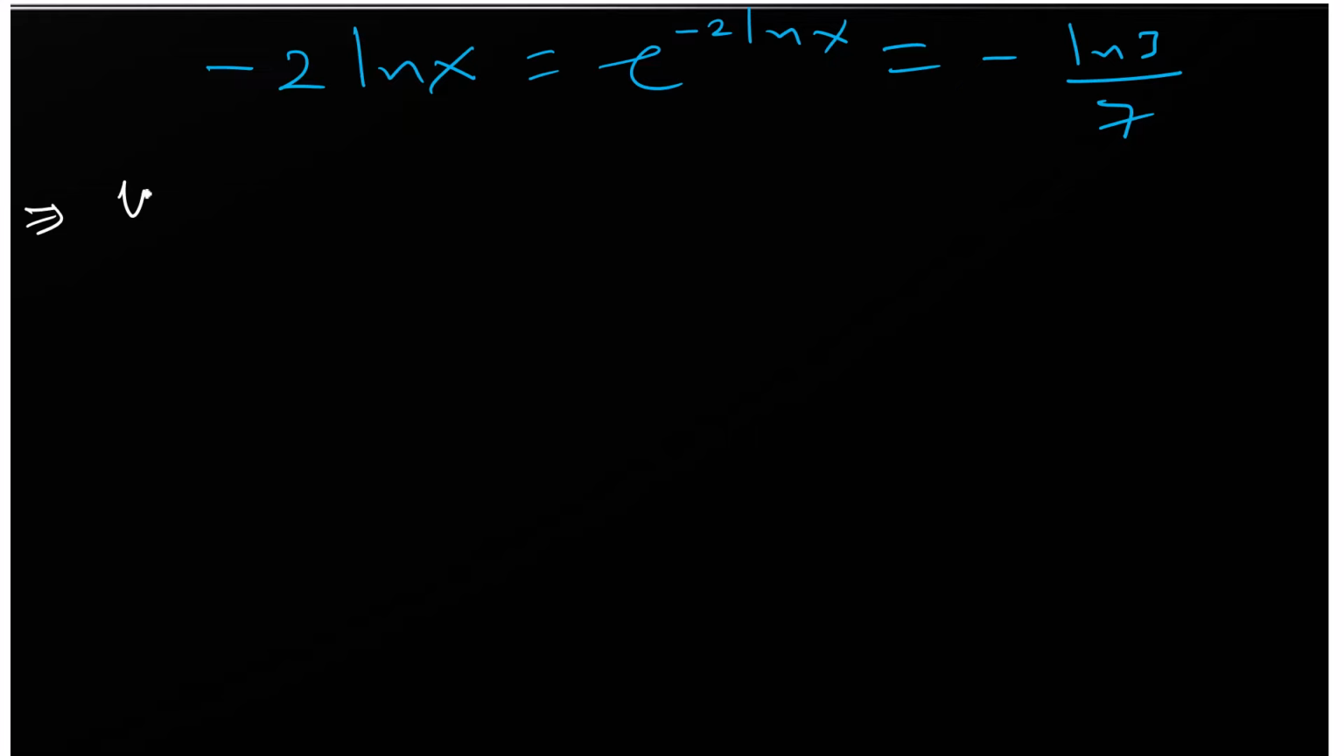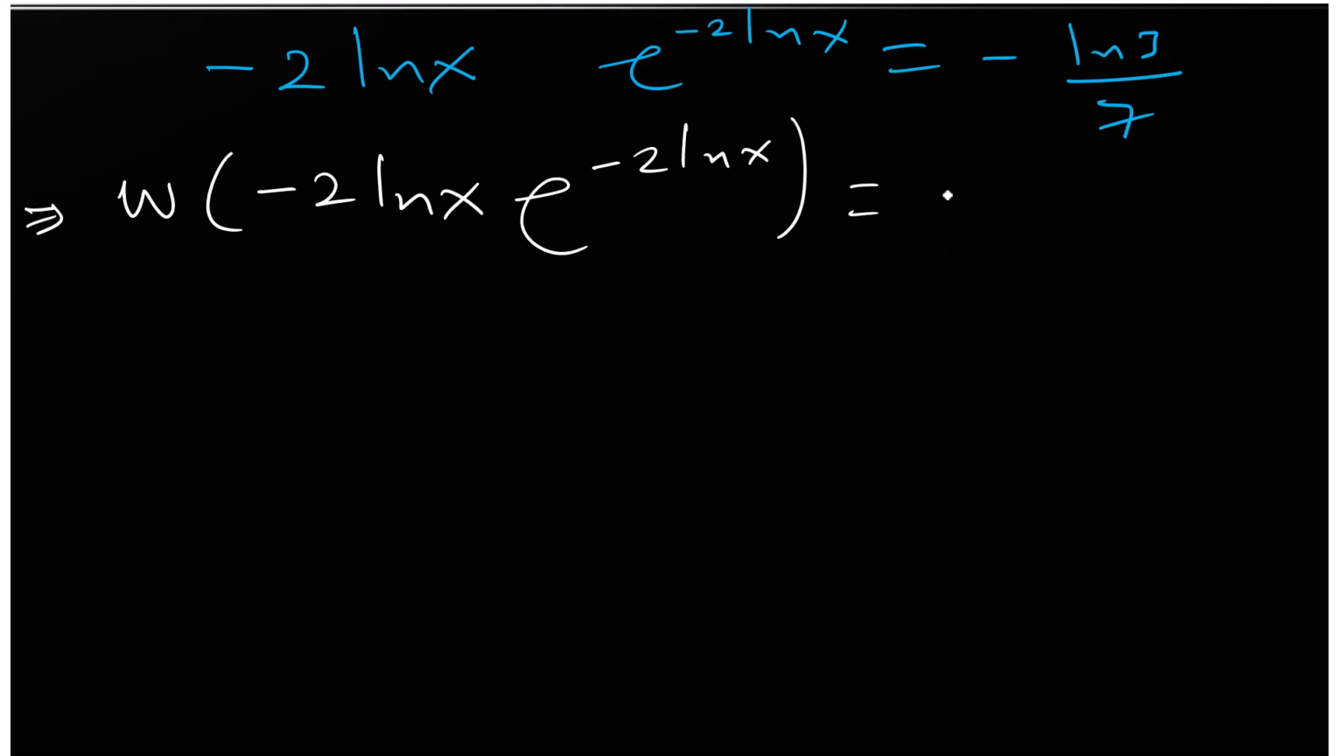So we have the W function of minus 2 ln of x times e raised to minus 2 ln of x equals minus ln of 3 over 7. So taking the Lambert W function here, remember the rule, this one equals that. Therefore the answer will be minus 2 ln of x.